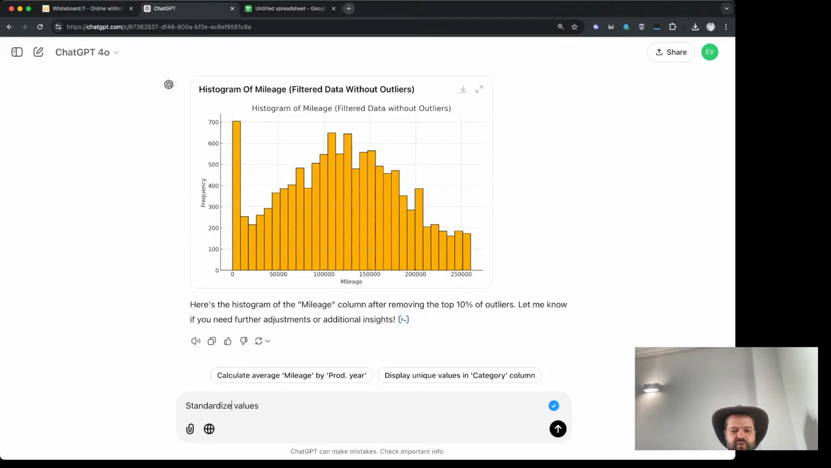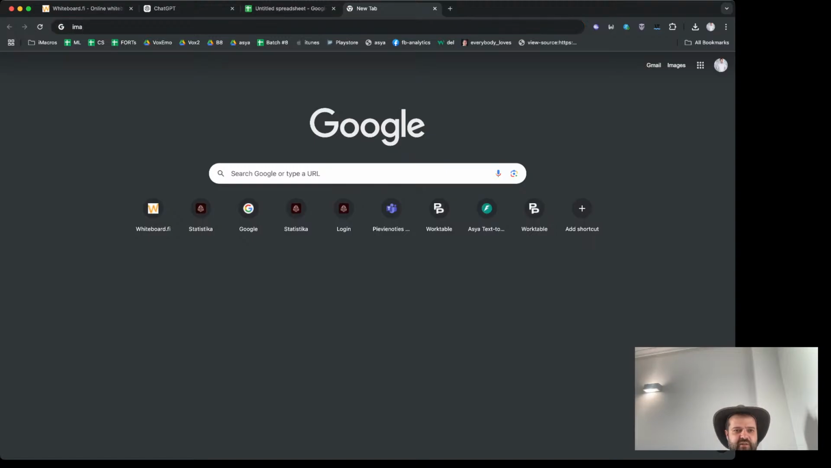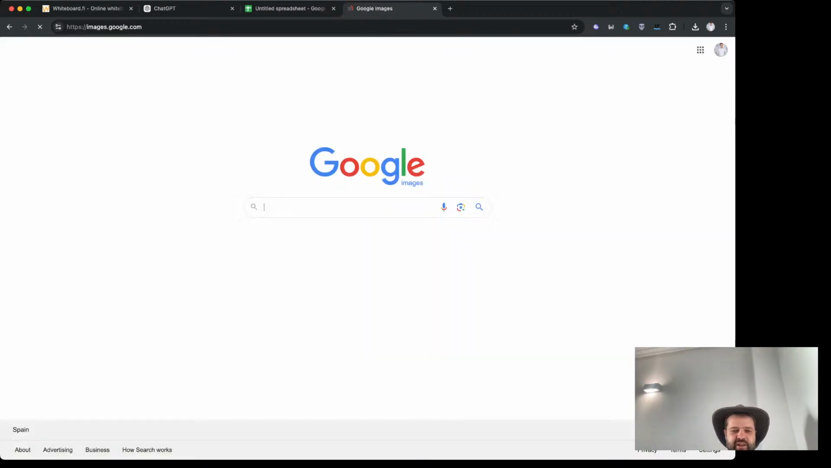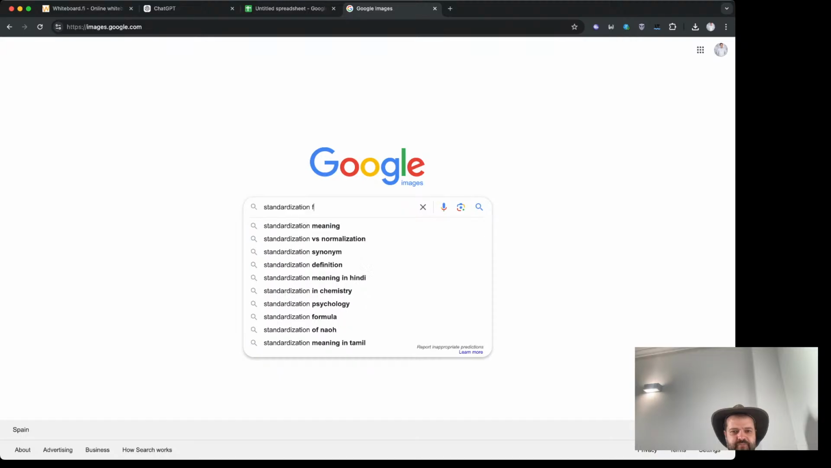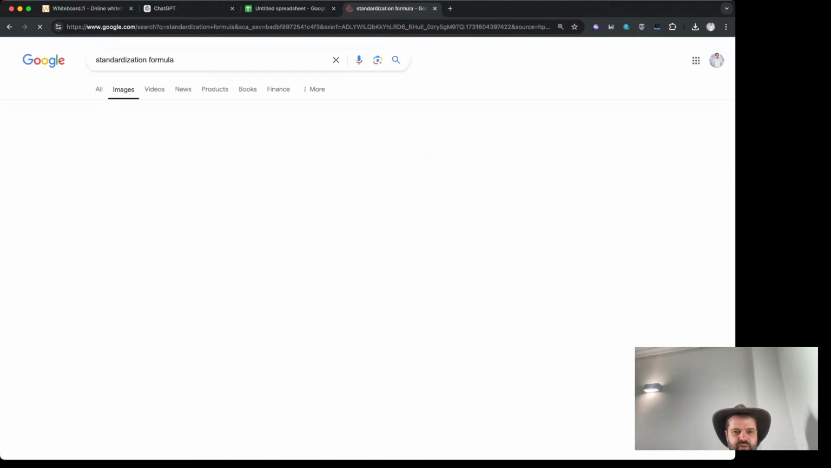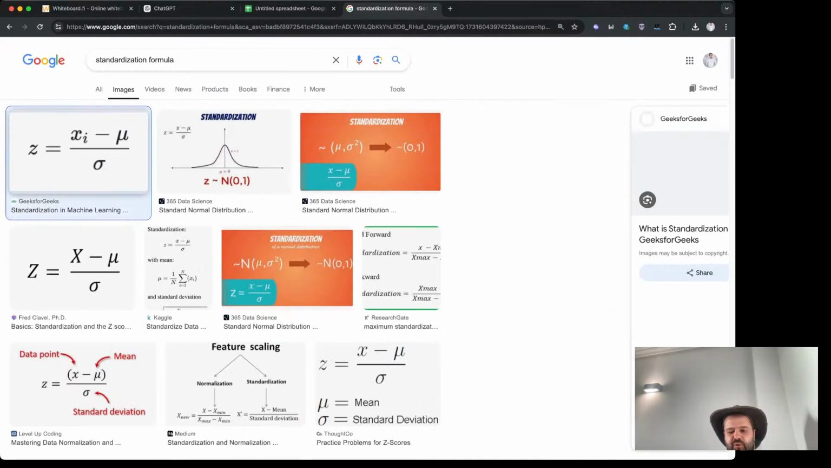Okay, for formulas, if somebody finds something better than Google image search, I will be very happy if somebody shares AI tools, because I don't use Google anymore, but the image search is still good. So, standardization formula. Yeah, so this is the standardization formula.